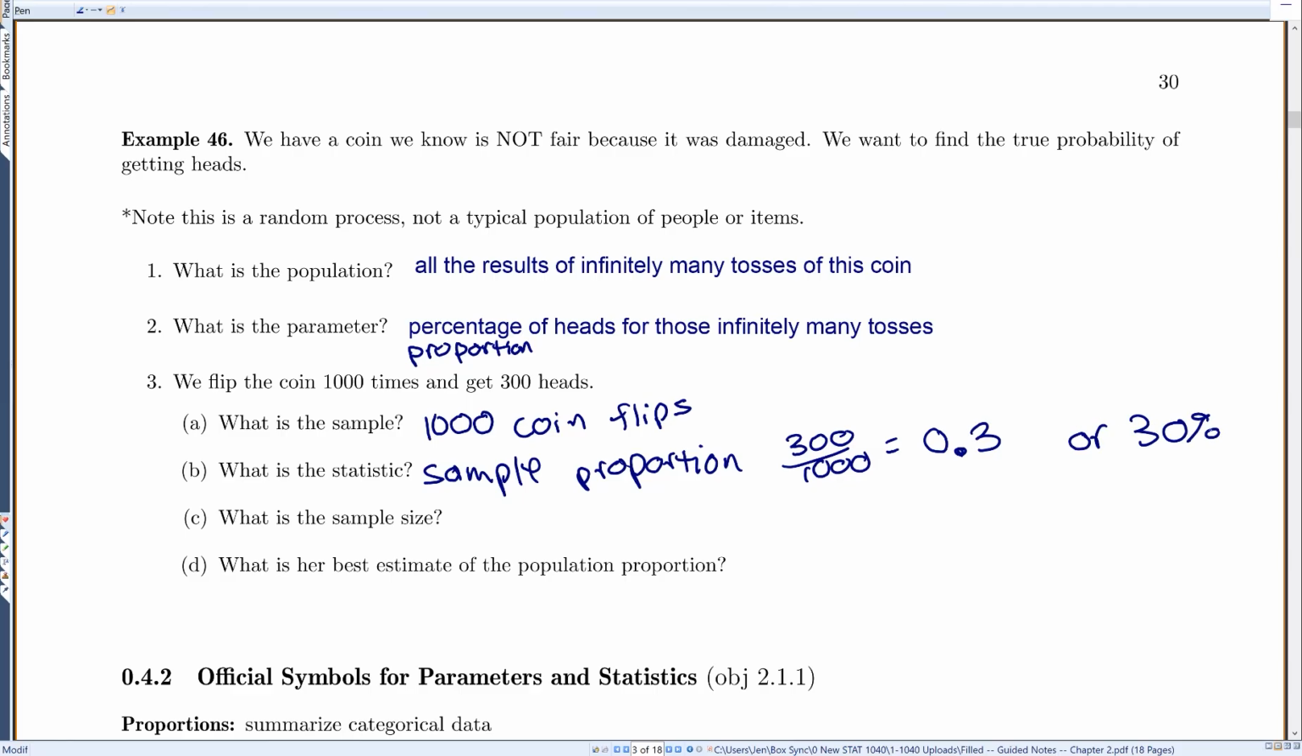What was my sample size? Well, it's just how many times did you do it? How many times did you collect data? 1,000. And what is her best estimate of the population proportion? Well, the best estimate of the population proportion would be our sample proportion. So 0.3. That's our best guess for the true probability of heads on this damaged coin.